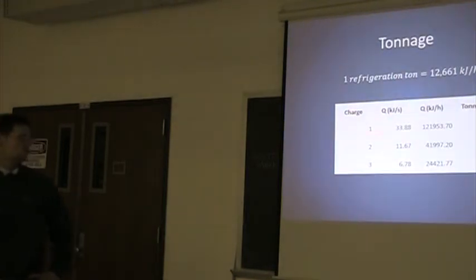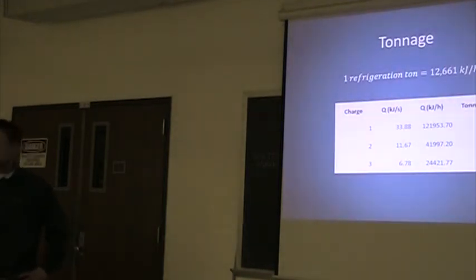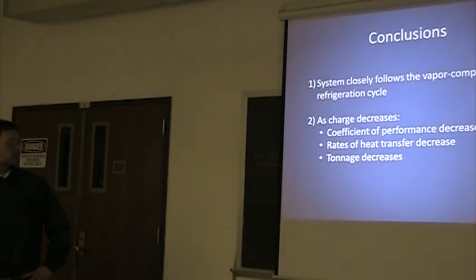Finally, we actually find the tonnage of the system using the conversion of 1 refrigeration ton equal to 12,661 kilojoules per hour. Using the heat that was transferred away from the air, I was able to find these tonnages. This one looked a little high. These looked okay. But overall, everything looked pretty good.